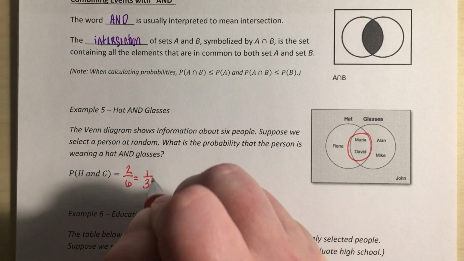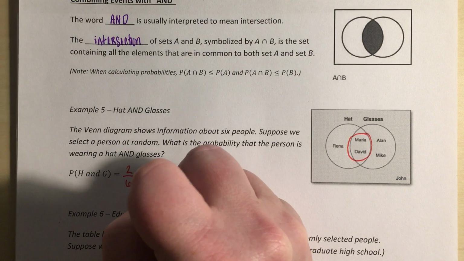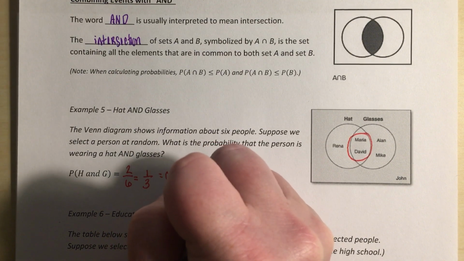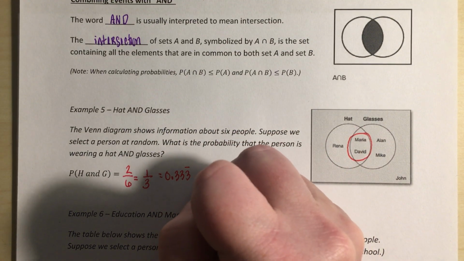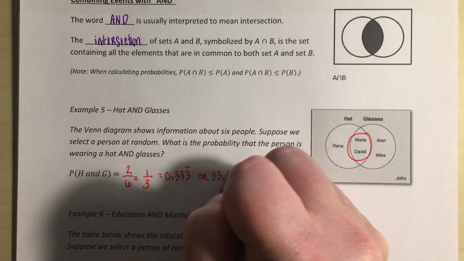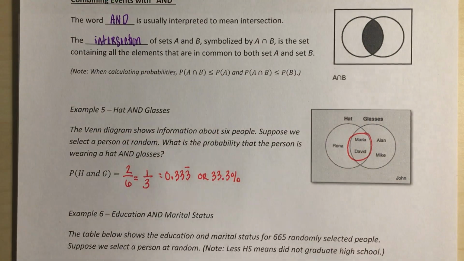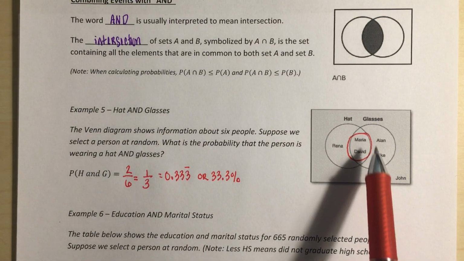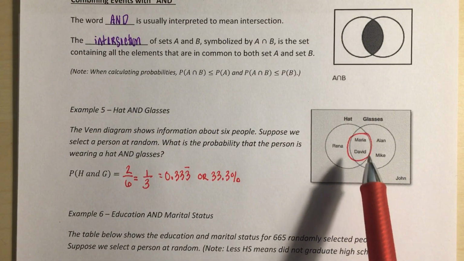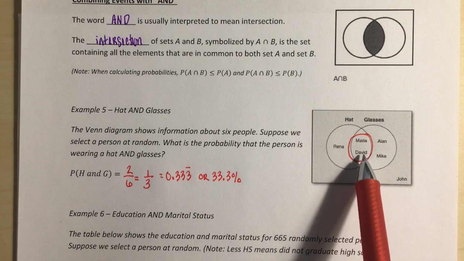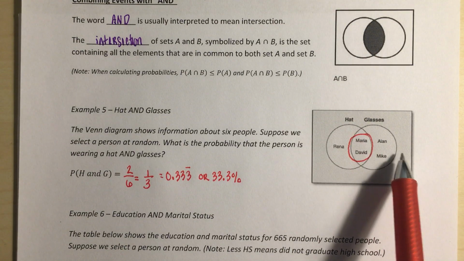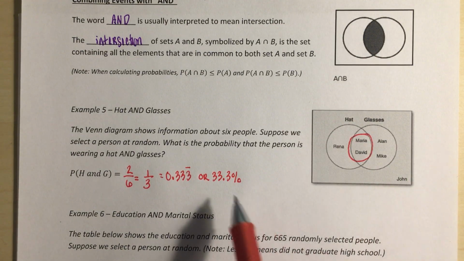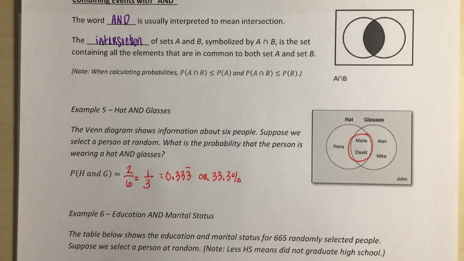reduces to 1/3, or 0.333 repeating, or 33.3%. So our intersection is the people in the middle here. Again, this probability is less than if we took the whole group wearing hats, 3 out of 6, or the whole group wearing glasses, 4 out of 6. So there is our probability of H and G happening.